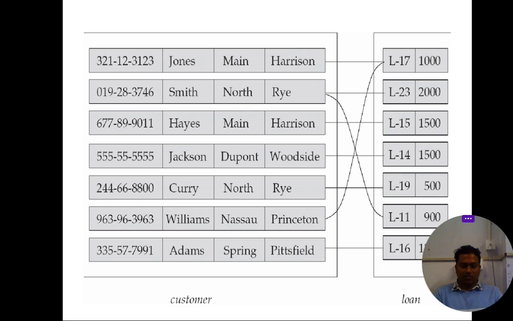Here the customer and loan relationship is the same, like Jones, Mayer, Harrison. Jones is connected to L11 and Princeton is connected with L17. Harrison is connected with L17 and Pittsfield is also connected.